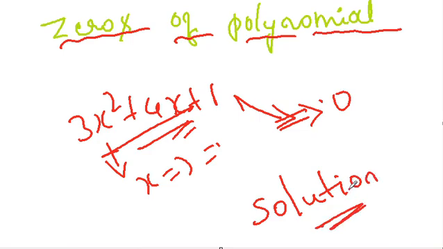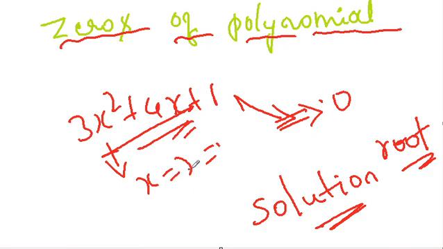Zeros are nothing but the solution of the polynomial, or sometimes you can also call it the root or roots of the given equation, roots of the given polynomial. Roots, zeros and solution are all the same. Roots, solution and zeros is nothing but the value of the variable that makes the given polynomial equal to 0.